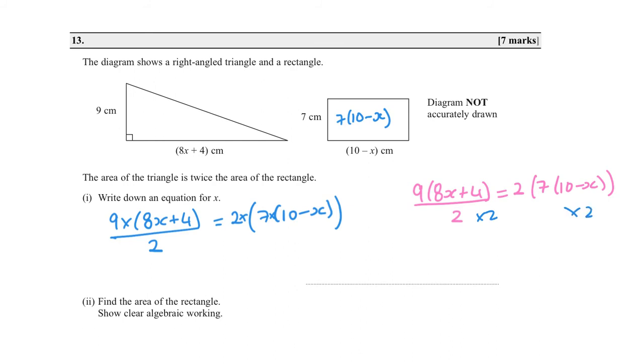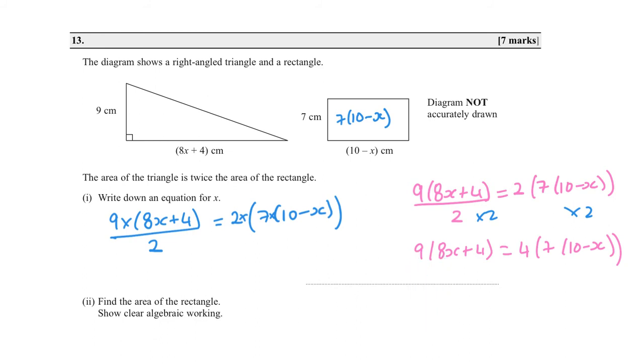So I'm now going to have 9 lots of 8x plus 4 equals, if I times that by 2, I get 4 lots of 7 lots of 10 minus x. Okay, now from here, I'm going to expand all my brackets. No, I don't have to do this. However, I think this will be the easiest way.